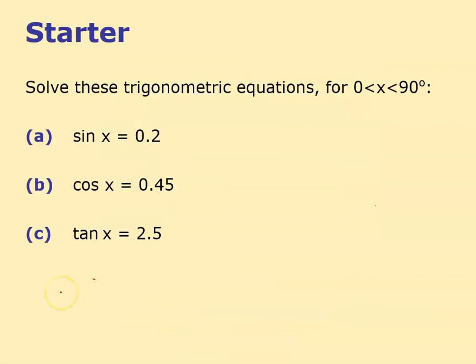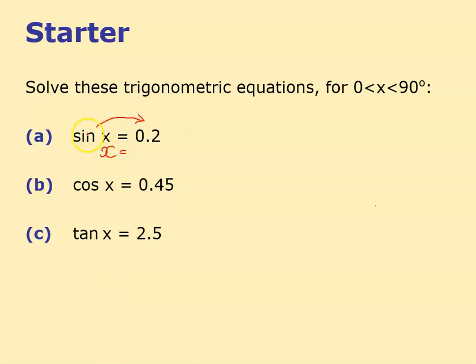Now I've got this little starter for you. This really is the GCSE stuff, I suppose. And at GCSE you were meant to be able to solve these kind of equations. You notice the first one says sine x equals 0.2. So if this was me, I'd be saying, well, I'm going to move the sine over to the other side and it will become x equals.